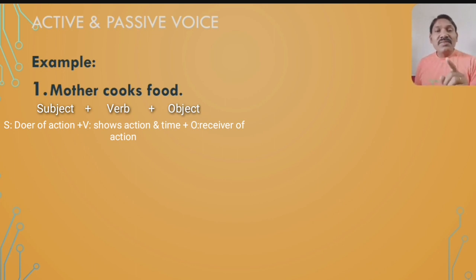Okay, then verb, what does the verb show? The verb shows the action as well as the tense, or the time of the incident or action. Okay, and object, what is object? The thing which receives the action is called the object. So most probably the structure of the English sentence is subject, then verb, and then object. Okay students, have you understood?